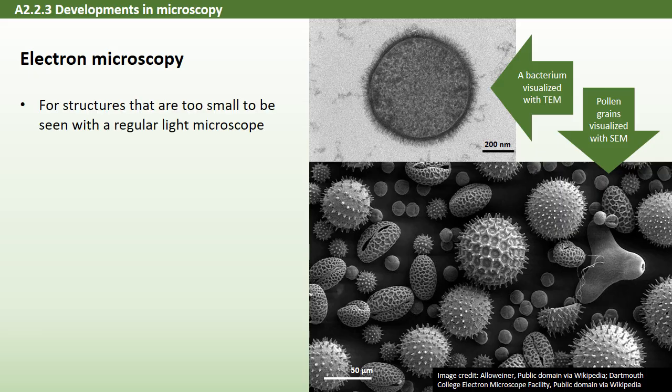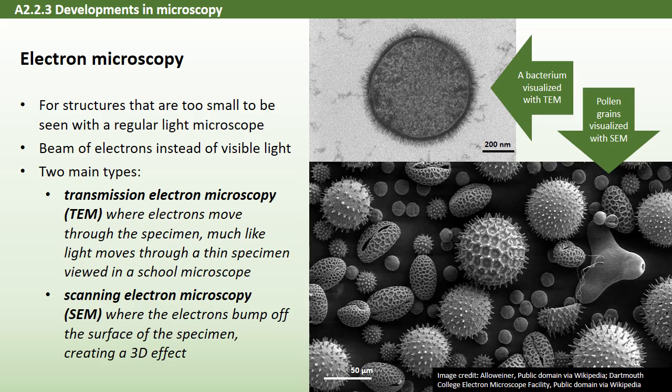Electron microscopy can be used for structures that are too small to be seen with a regular light microscope. Here, beams of electrons are used instead of visible light. There are two main types: transmission electron microscopy, TEM, and scanning electron microscopy, SEM. In TEM, electrons move through the specimen, much like light moves through a thin specimen viewed in a school microscope. That would be the picture at the top. In SEM, electrons bump off the surface of the specimen, creating a 3D effect. That would be the picture at the bottom. It's a bit like using a flashlight to shine light from the side.